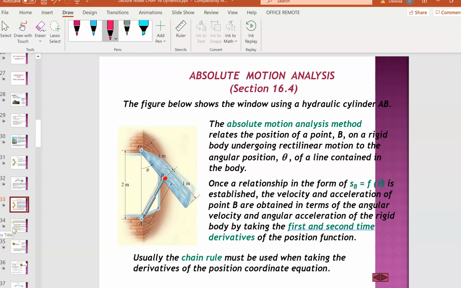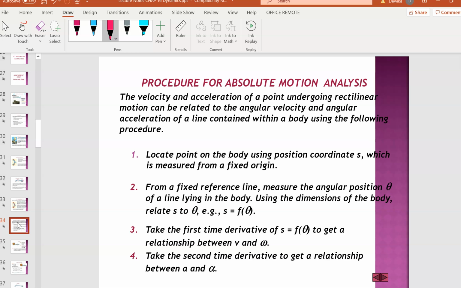This is a very good slide, actually explaining what is happening between A, B and C. You can just read through it. The procedure is that first you locate the body using the correct position coordinate measured from the fixed origin. You need to know where the reference line is. Based on that, you get them all connected. Take the first derivative to get the relationship between v and omega. That's very important. From there you get the relationship between alpha and acceleration a.